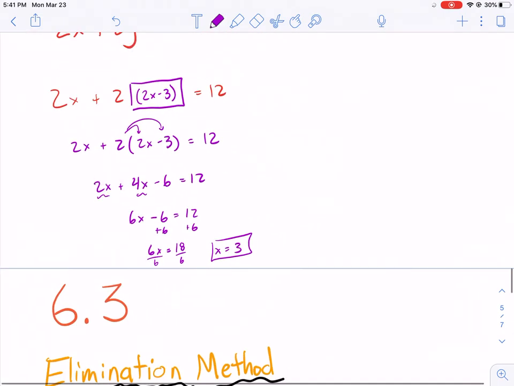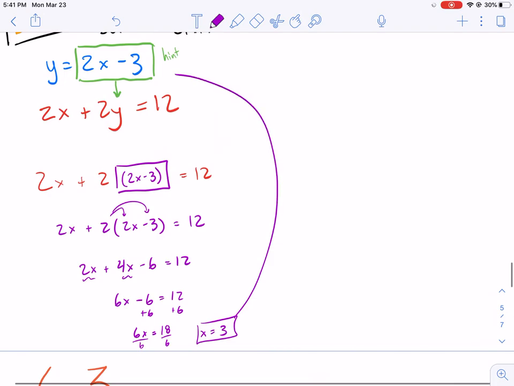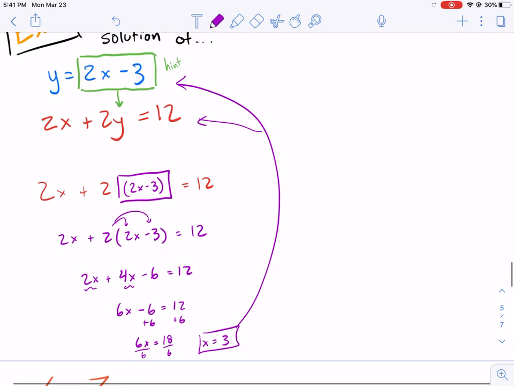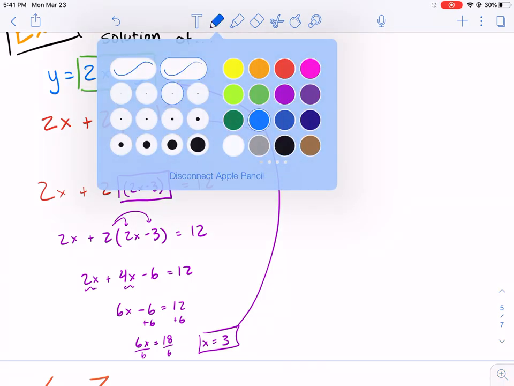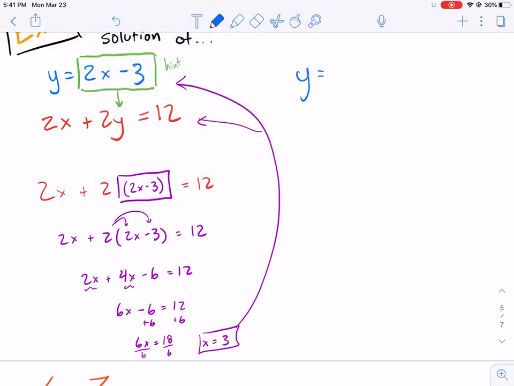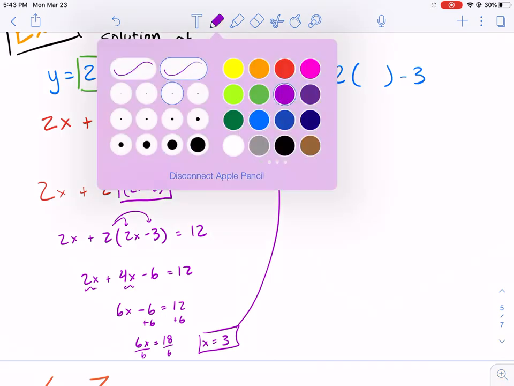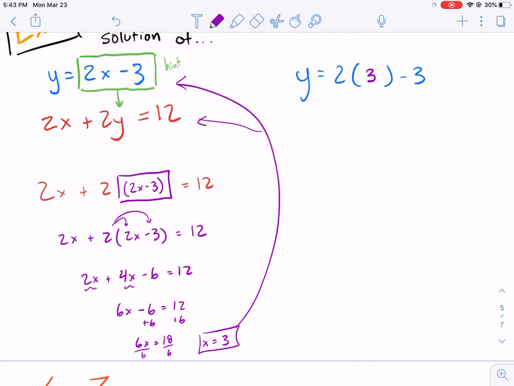I have a known value. Now I can plug this into either equation. Hopefully you guys can use some strategy, some common sense, and realize it looks like the first equation is going to be a little bit easier to solve for y. Okay, you're going to have a few fewer steps involved. So I'm going to go ahead and write y equals 2x minus 3, but instead of writing x, I'm going to write our known value, which is 3. So let's proceed from here. y equals 2 times 3 is 6 minus 3.